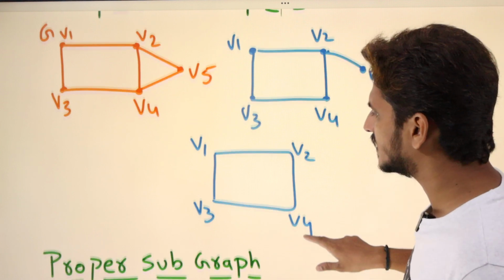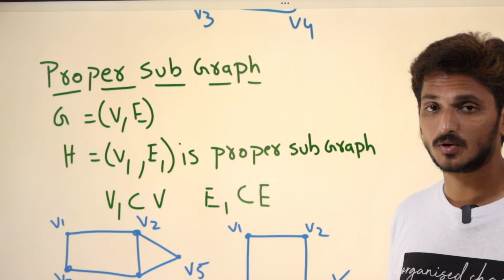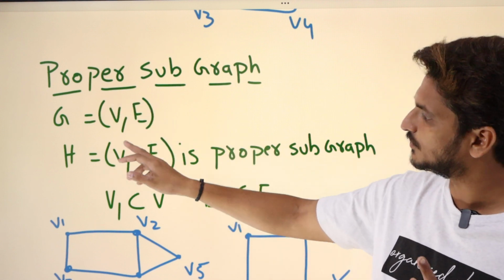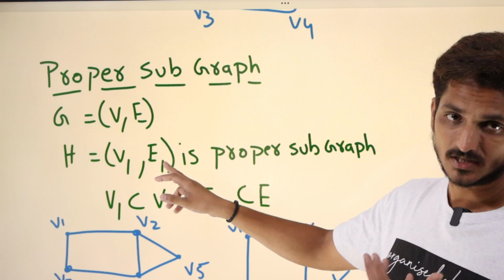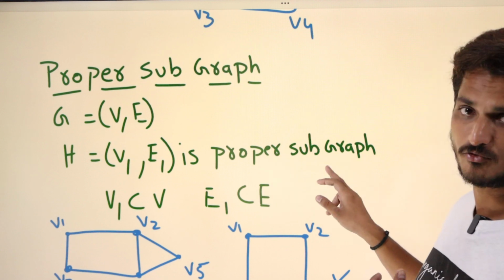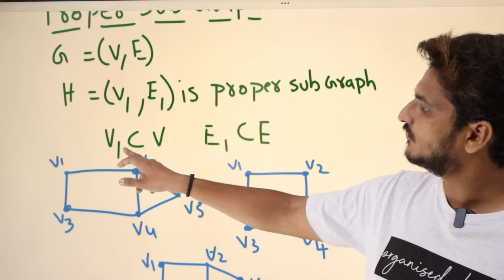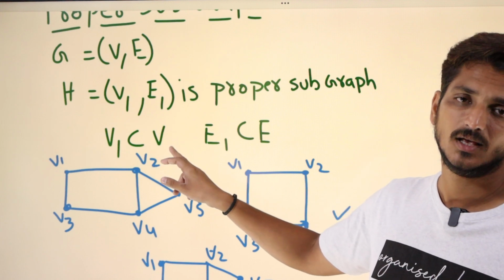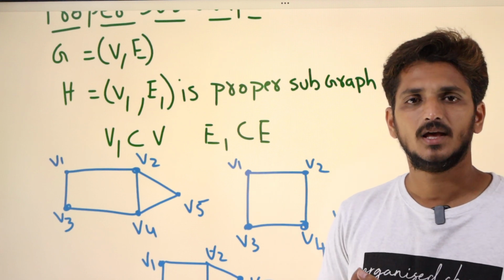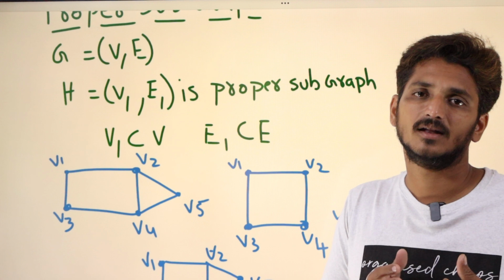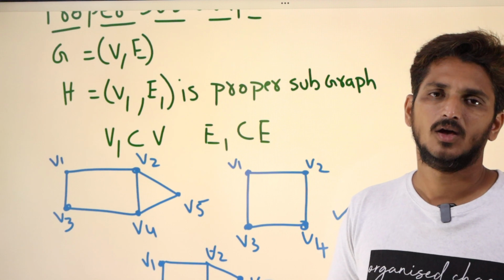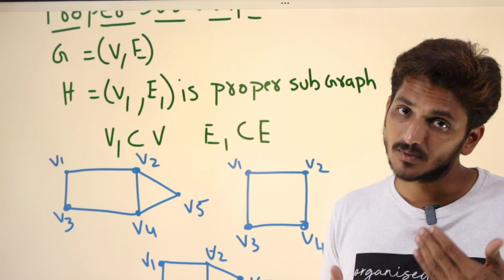Similarly, the next type is a proper subgraph. When we say proper subgraph, the same conditions apply: let G be a graph, H a subgraph, and V1, E1 the vertex and edge sets that belong to H. Then we say it is a proper subgraph if V1 is a proper subset of V and E1 is a proper subset of E. What is meant by proper subset? At least one element less should be there. Then we say it is a proper subset. Hope you already know the difference between subset and proper subset.